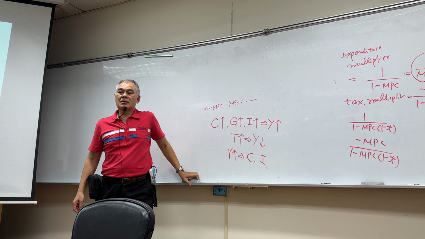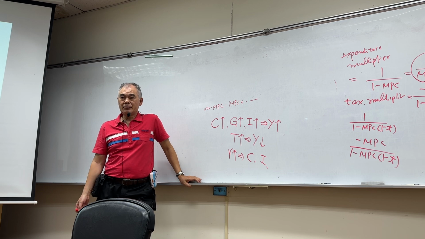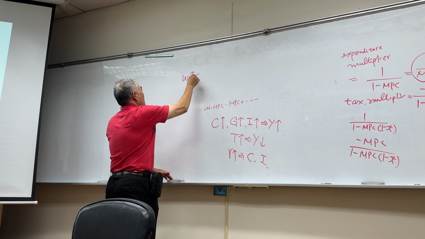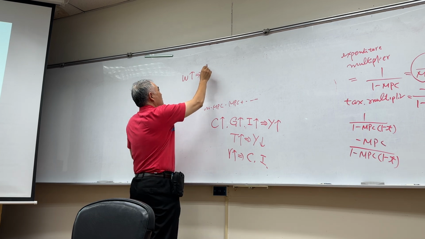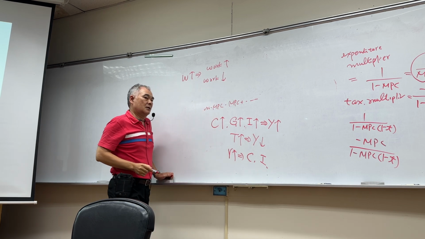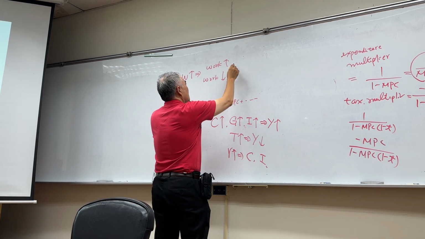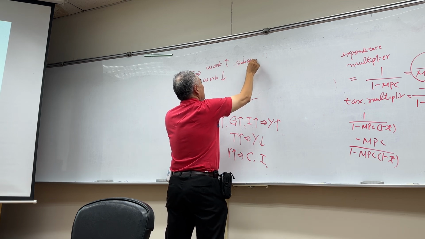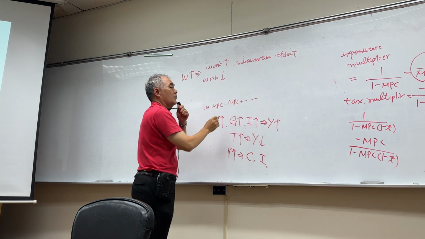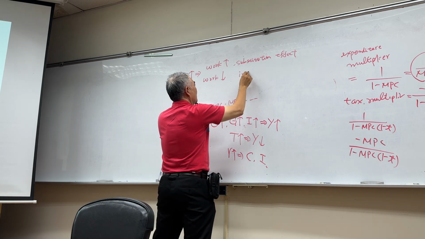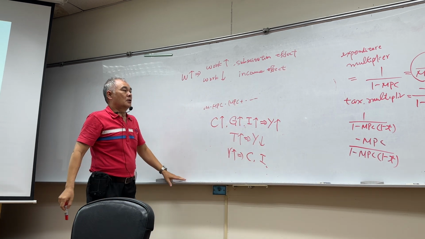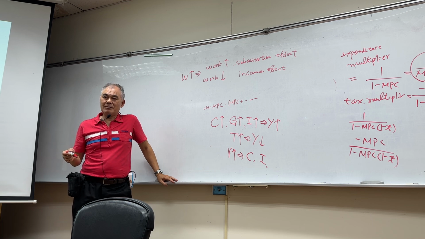Remember when we talked about the rigidity of prices, we also talked about the rigidity of the wage rate. At that time, we said if the wage rate goes up, what will happen? You're going to work more or work less. If you're going to work more, that is the substitution effect. If you're going to work less, that is the income effect. That's based on microeconomic analysis.